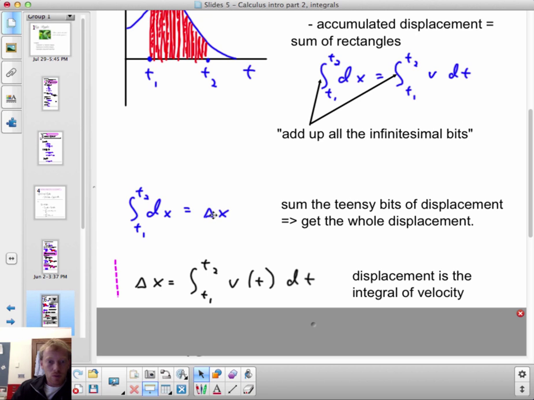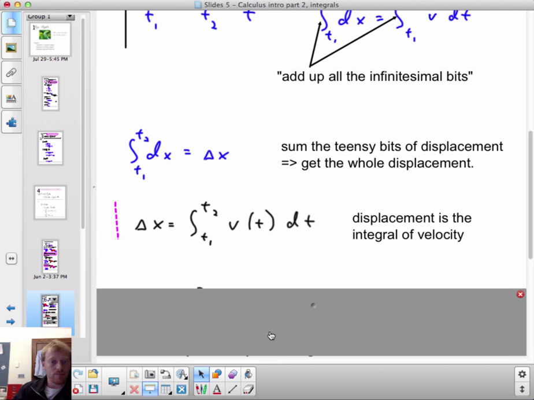So just substituting it into this line, the displacement, delta x, between t1 and t2 is equal to the squiggle sign from t1 to t2, that is to say, the integral from t1 to t2 of v, which is a function of time, v of t, times dt. This statement is saying that displacement is the integral of velocity between two time moments over an interval.